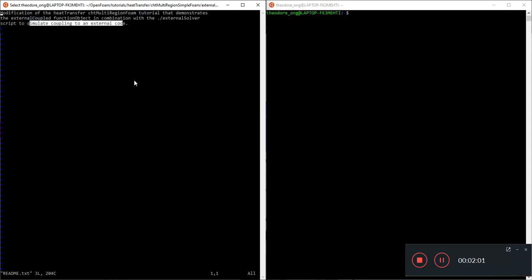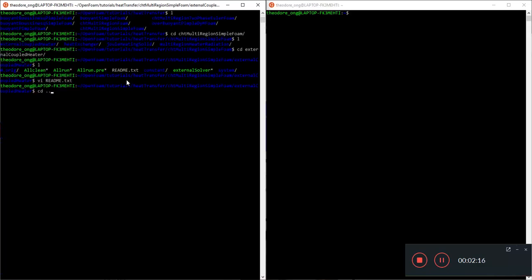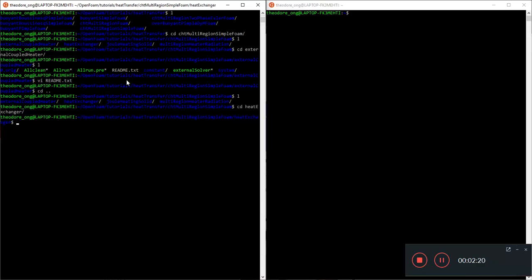Well, this may be slightly more complicated, because now it not only has chtMultiRegionFoam, it's coupling to an external solver, which we probably don't want to take a look at first, because of course we want to start from something simple. So let's take a look at the next case called heatExchanger. Okay, we have the 0.orig, Allclean, Allrun-parallel, Allrun-pre, and constant and system.